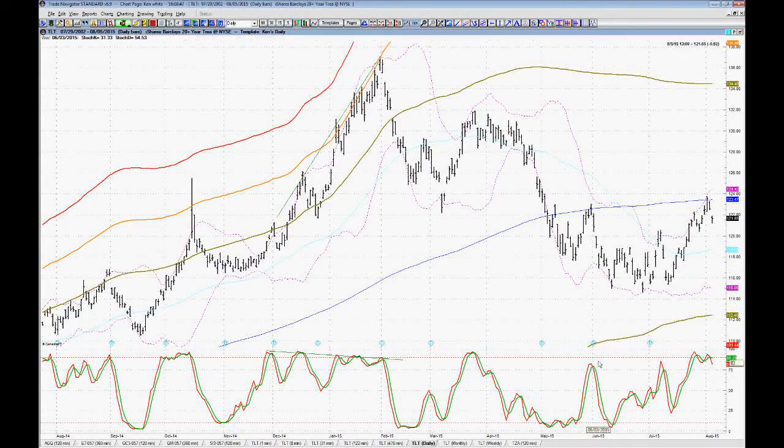Here, price bounced, stochastics didn't get as high. They made another lower high. I'll show that with a line. They made another lower high. This time they made that lower high as prices were making a lower high. And that led to this behavior in price, lower lows.